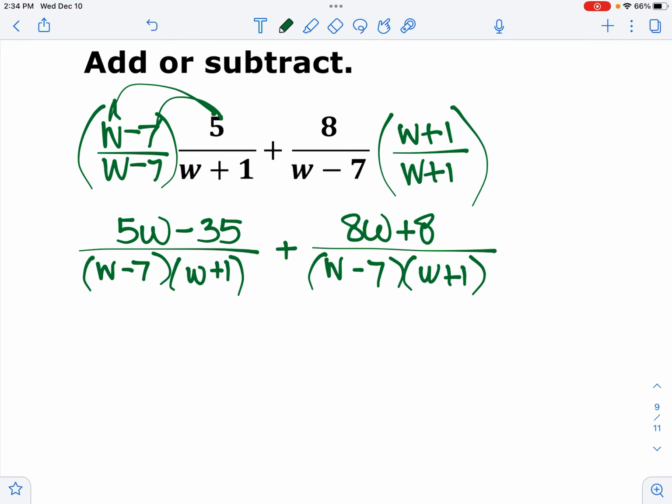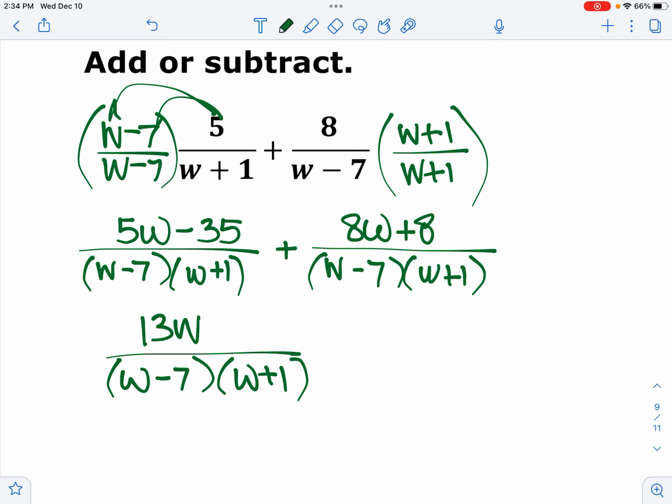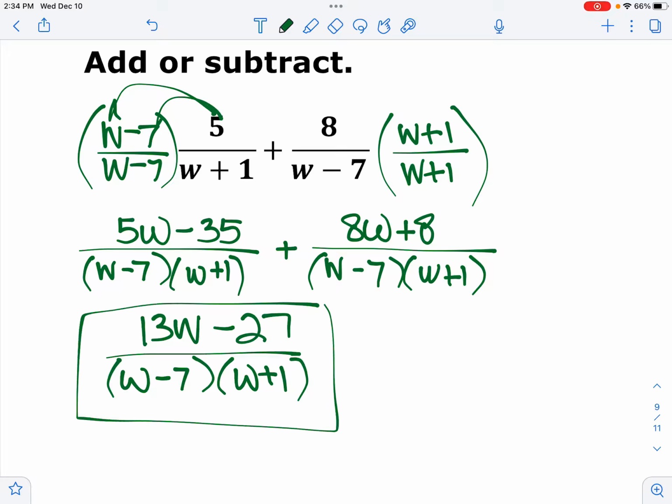Okay. If I combine like terms, I'm going to put the bottom down here already. I would get 13w, and then negative 35 plus 8 would be negative 27. And there's nothing I can factor in the numerator. The denominator's already done, so hey, there we go. We're done. So sometimes maybe not as much.